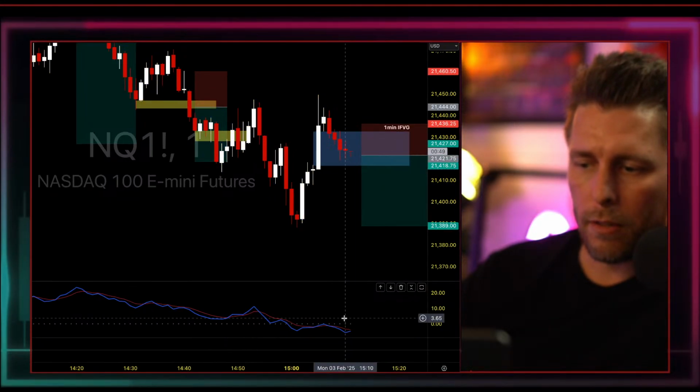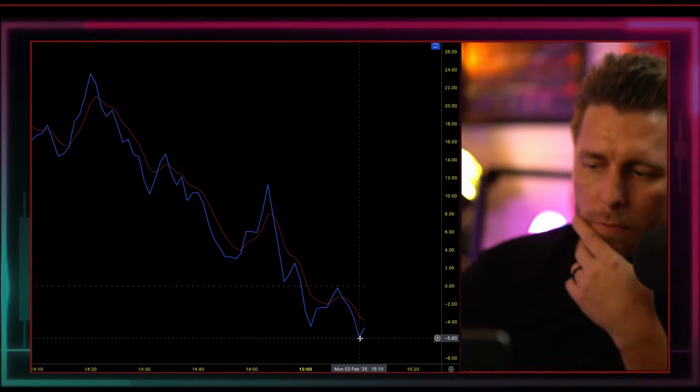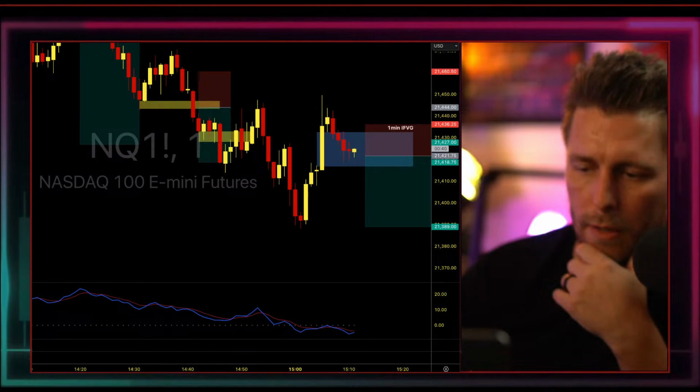And why are we targeting the low? Because VFI has broken the prior low and price hasn't. So that's what we call a hidden divergence.